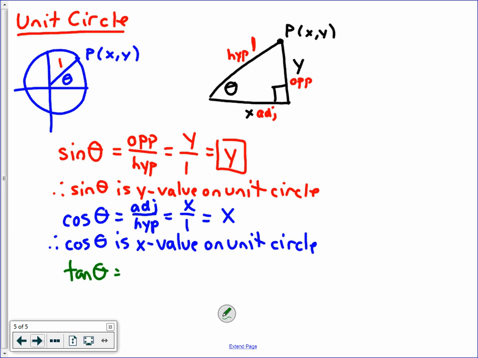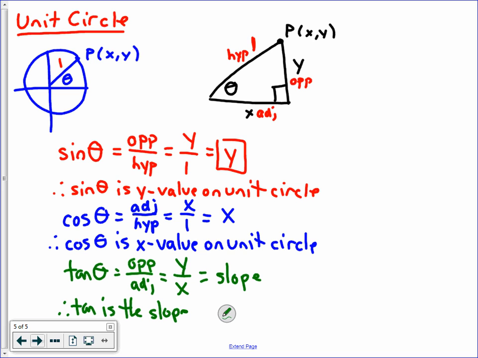Tan is something totally different. It's opposite over adjacent, which is y over x. Going back to grade 9, what is delta y over delta x? Slope. Therefore, tan is the slope. And that makes sense, because if you have a value up here, that would be an asymptote. That's an impossible slope. So if you do tan of 90 degrees, it's going to give you an error. If you do tan of 89 degrees, you get a value of like 22 or something, because your slope is going to be very, very high.